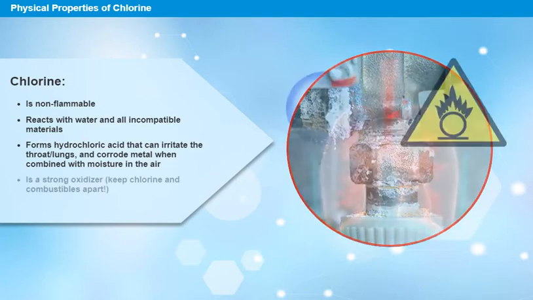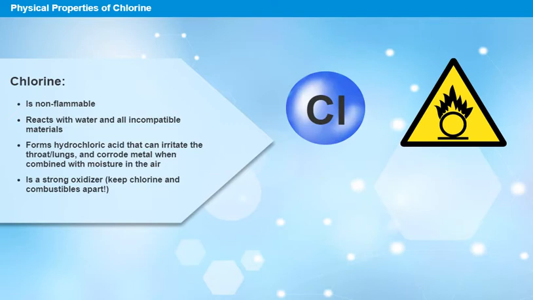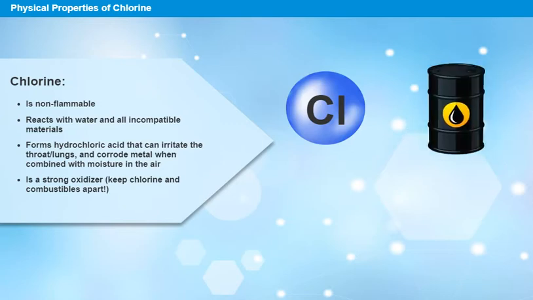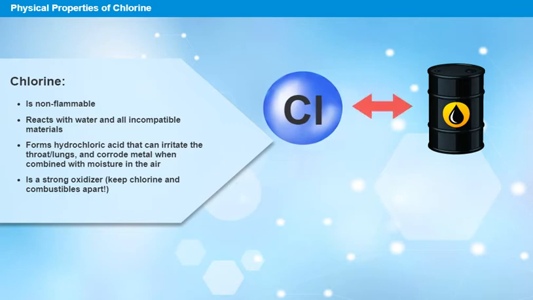Chlorine is also a strong oxidizer. In other words, although it is not flammable, it promotes and supports combustion of other materials. The potential for serious fires can be limited by keeping chlorine, petroleum products, and other combustibles apart.